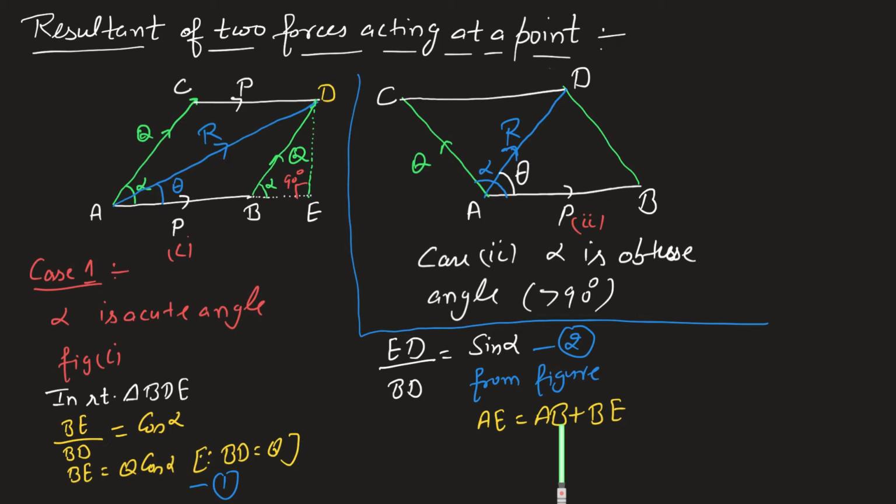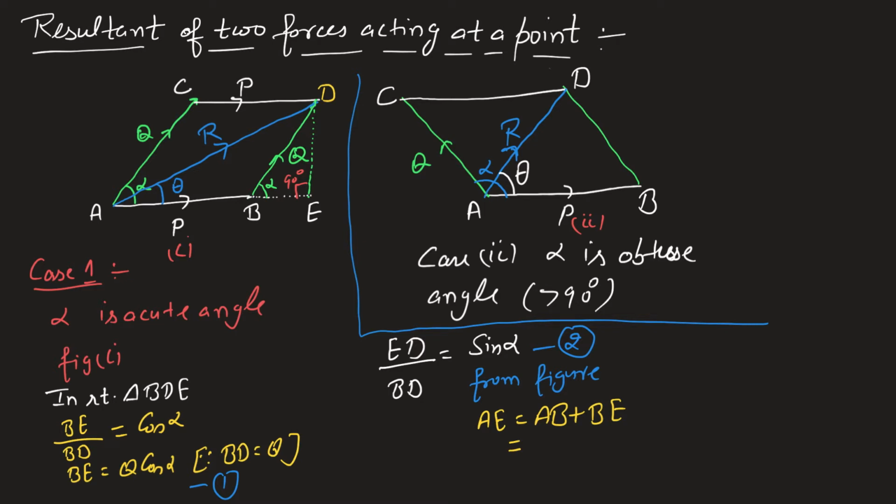What is the value of BD? We have the value Q sin alpha. So here is AB. What will be the value of AB? AB is this force P. So I will be writing it over here.